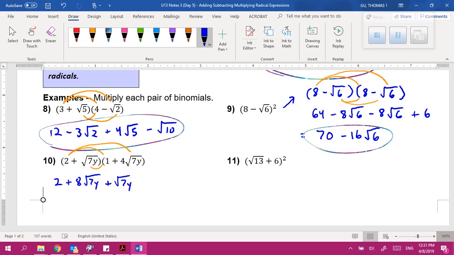And lastly, this is the hardest one. What is square root of 7y times 4 square roots of 7y? Close. So it is 4 times, what is square root of 7y times square root of 7y? So like this, 4 times 7y.